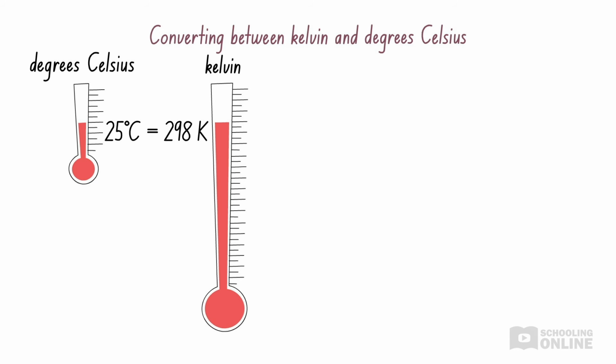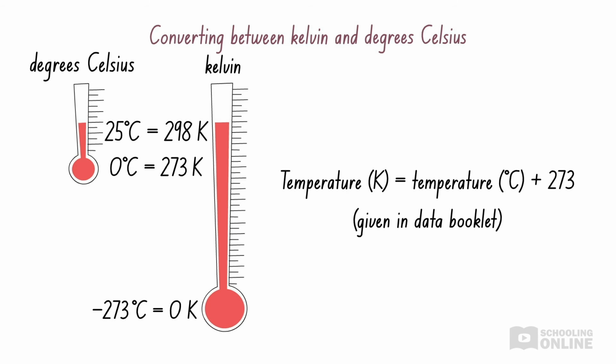Therefore, you will need to know how to convert between degrees Celsius and Kelvin. Remember, degrees Celsius and Kelvin have identical scales, so a temperature change of 1 degree Celsius is equal to a change of 1 Kelvin. In comparison, the Celsius scale starts at a different point, where 0 degrees Celsius is equal to 273 Kelvin. So, to convert from degrees Celsius to Kelvin, you need to add 273, and to convert back, you subtract 273. This conversion is given in the data booklet.